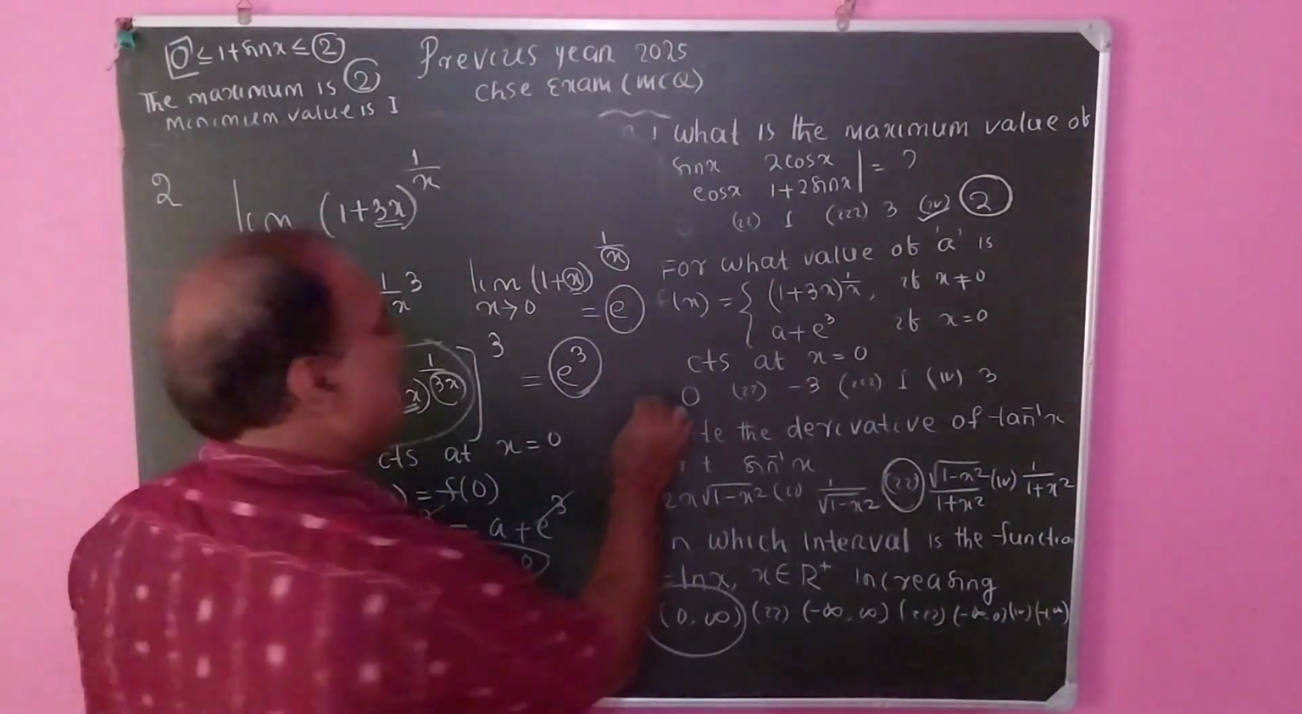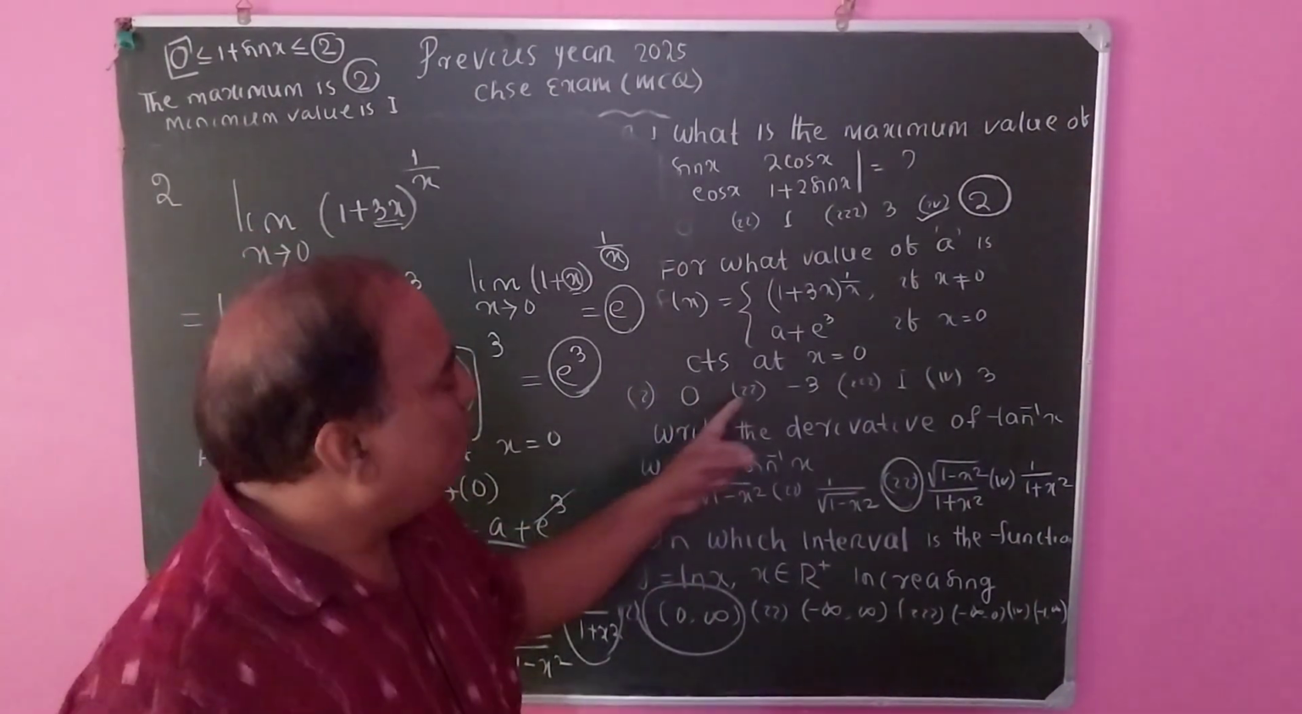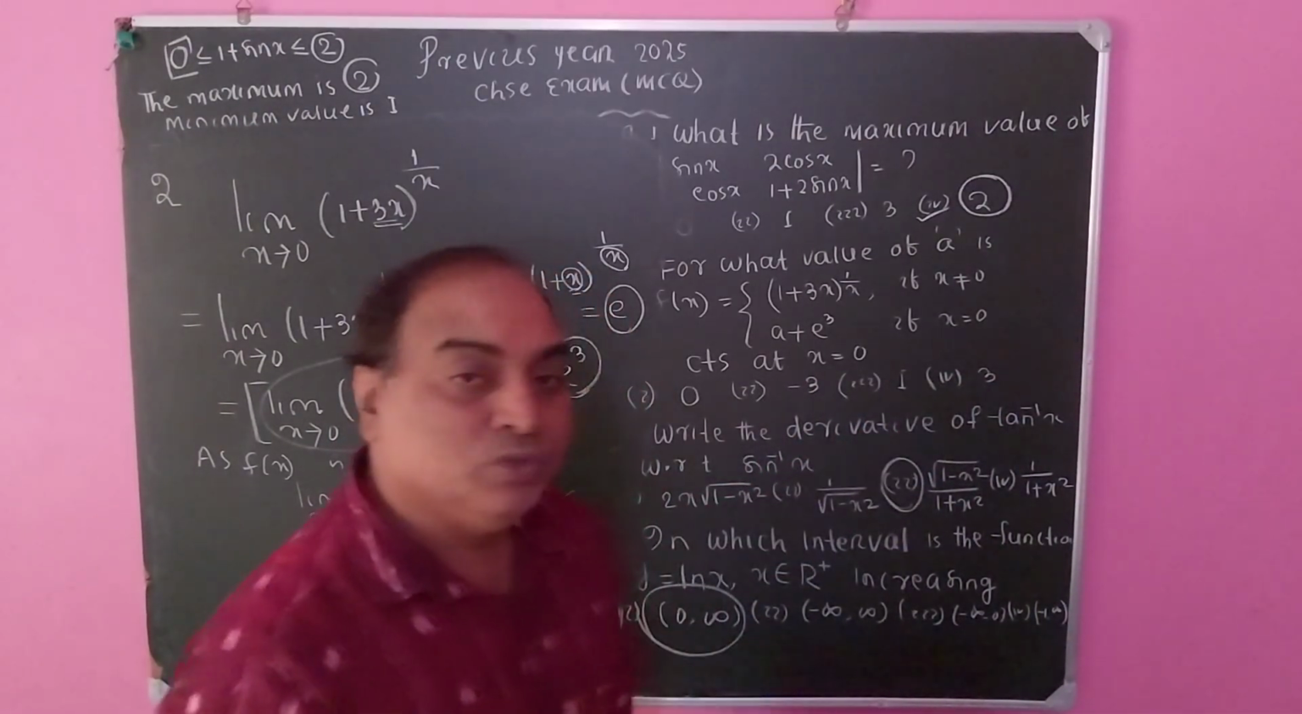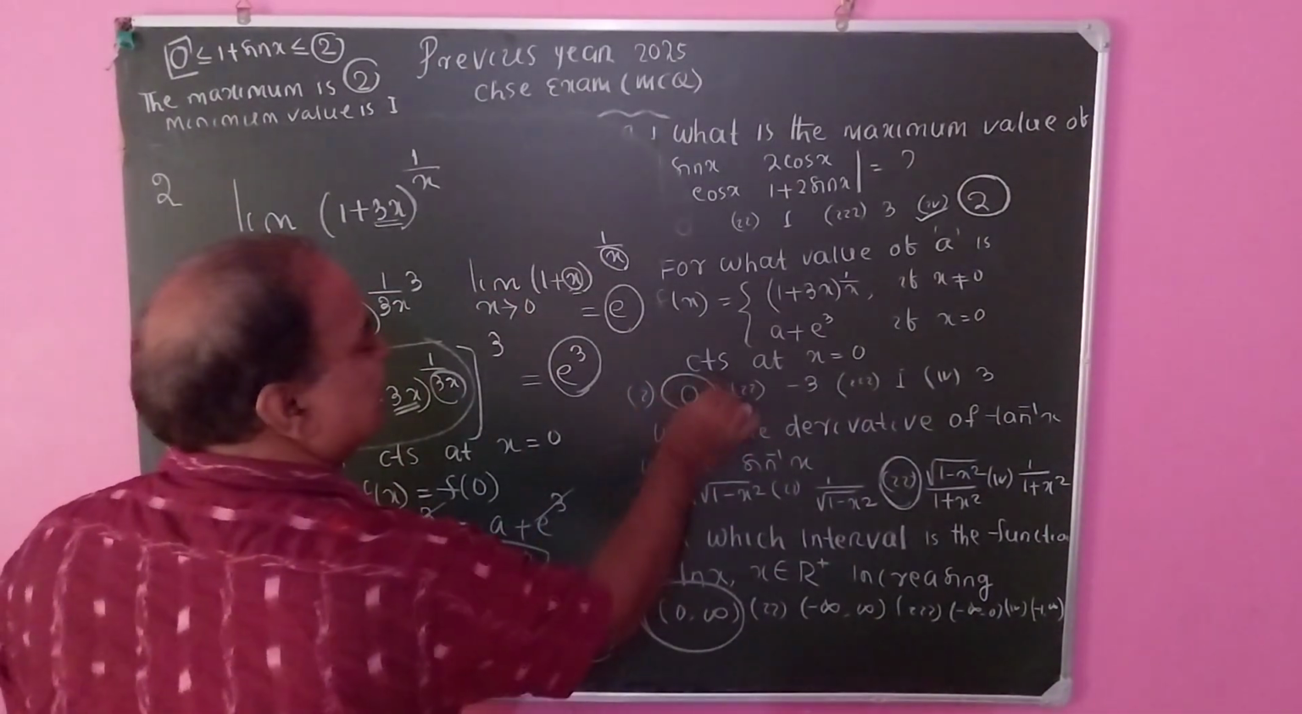In our choices, a is equal to 0, a is equal to minus 3, a is equal to 1 and a is equal to 3. So the correct answer is 0.